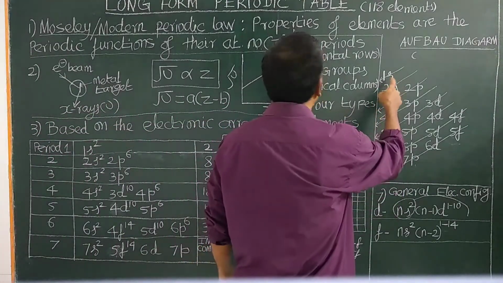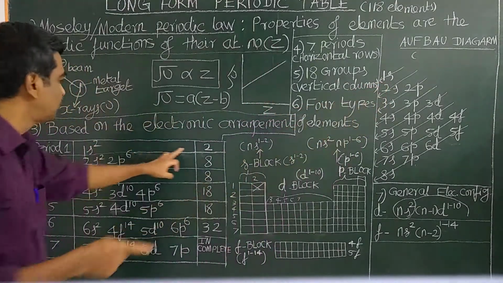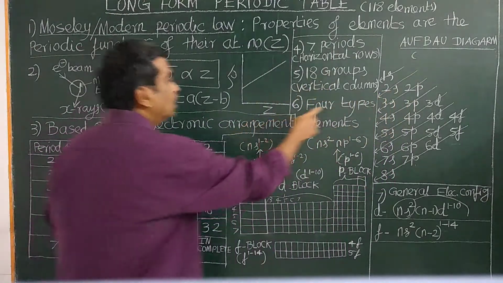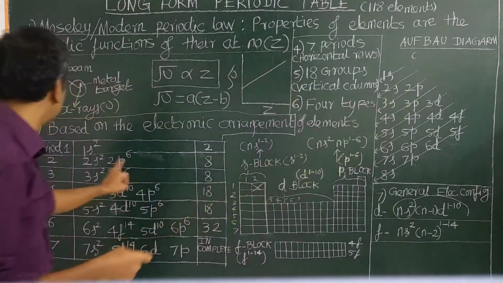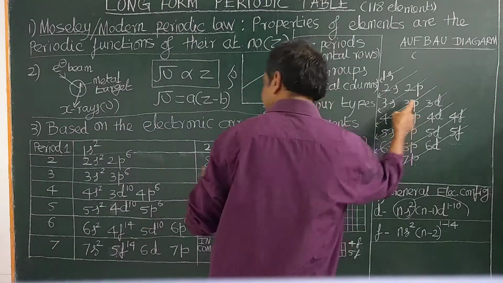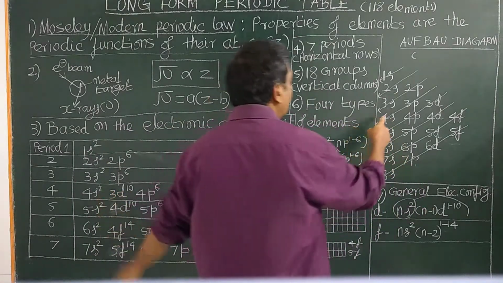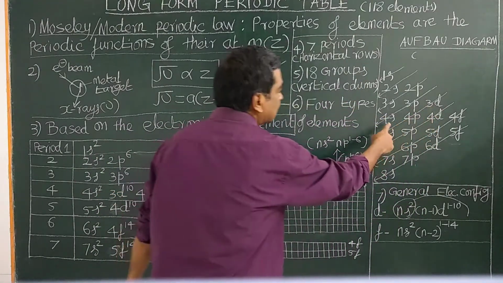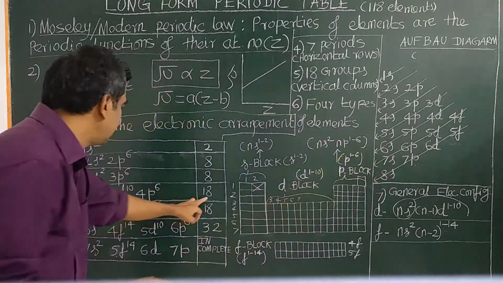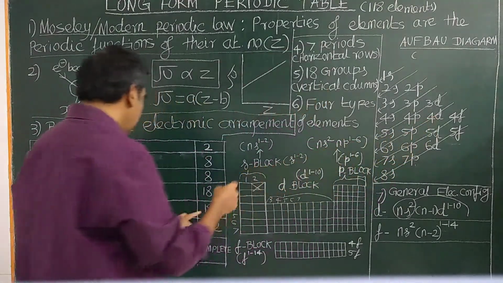For example, in the first period, 1s2 is filled. Therefore, there are two elements. In the second period, 2s2, 2p6, therefore 8 elements are there. Next 3s2, 3p6, again 8 elements. And next 4s2, 3d10, 4p6, therefore 18 elements. Similarly 5s2, 4d10, 5p6, 18 elements.